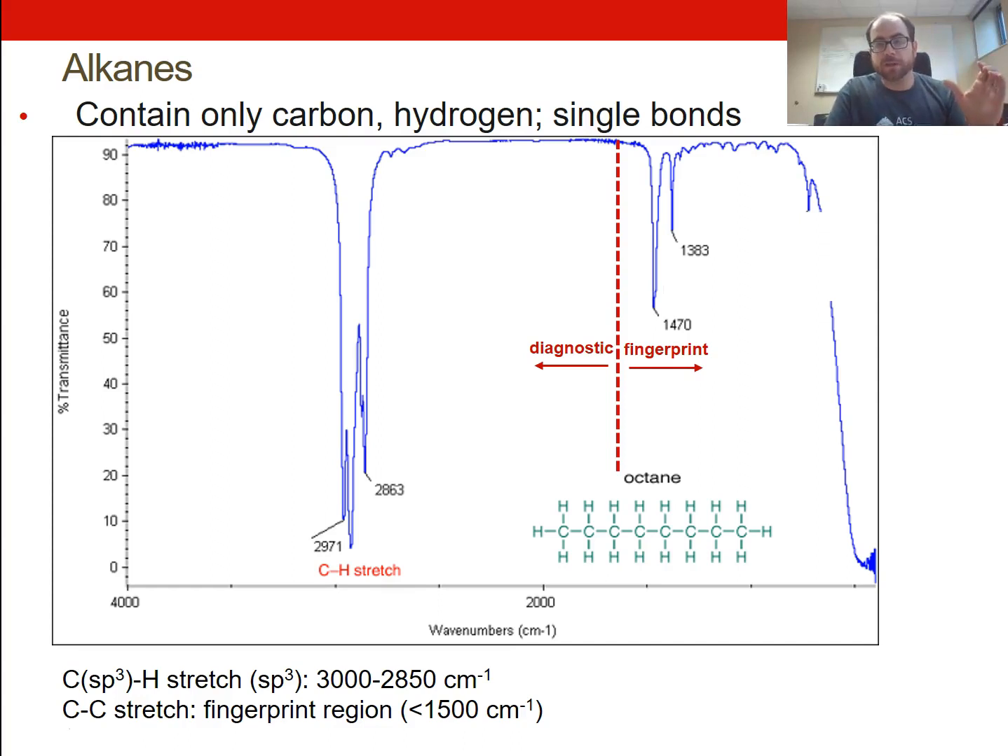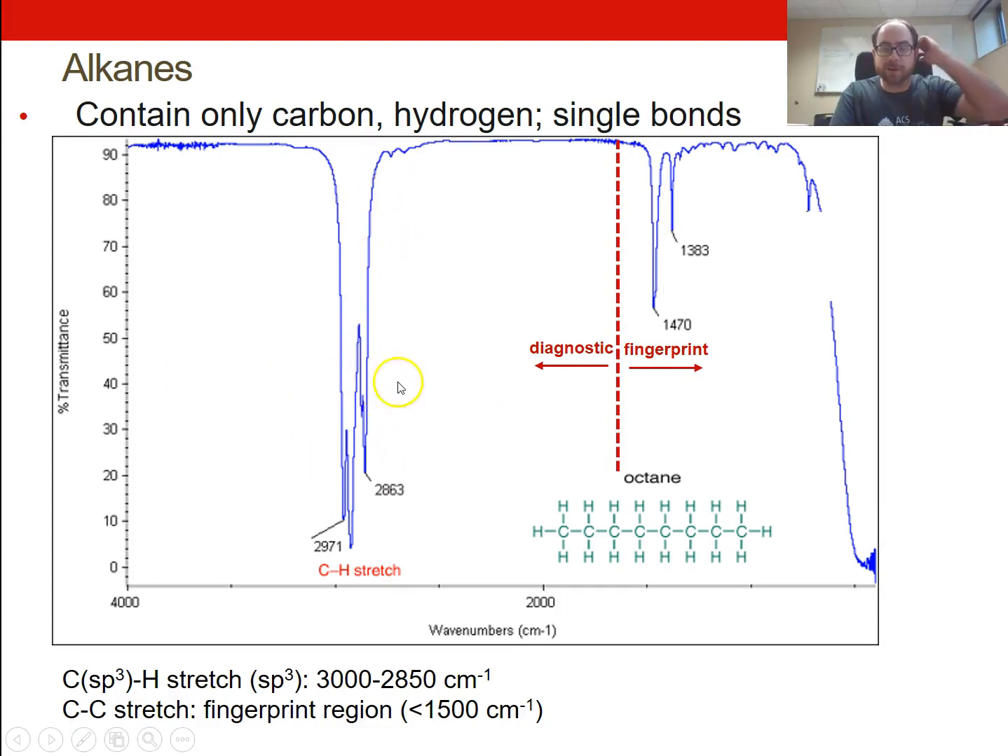So to start with, here is our simplest functional group, which we call an alkane. An alkane contains just carbon-carbon single bonds and carbon bonds to hydrogen. So in each of these spectra, I'm going to delineate the diagnostic and fingerprint region with this dotted red line. Again, mainly we'll focus on the hydrogen region here, which is above 2700 reciprocal centimeters.